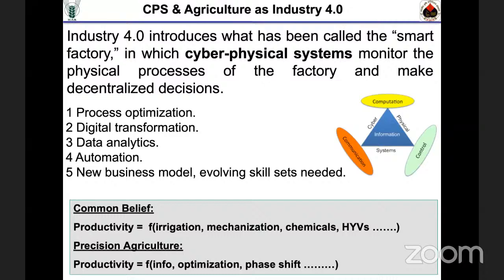Till now, we have had a common belief that productivity is a function of all the inputs used in agriculture, as written here. But with time changes, now we call it smart agriculture or precision agriculture, where productivity is a function of information, optimization, and waste.